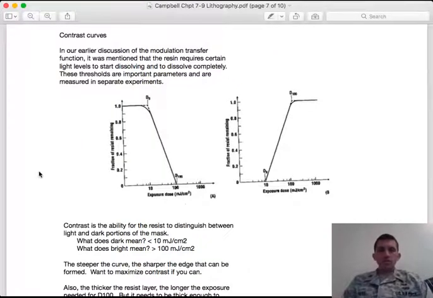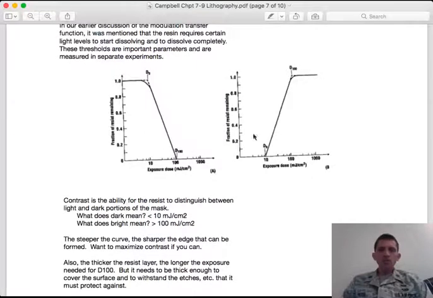So, if my resin system requires a certain modulation transfer function, meaning that the darks need to be a certain dark, the dark regions need to be below this D0, and the light regions need to be above this D100, that drives the modulation transfer function that I can accept from my optical system. And so the photoresist and the source and the mask all feed together to produce your end product.